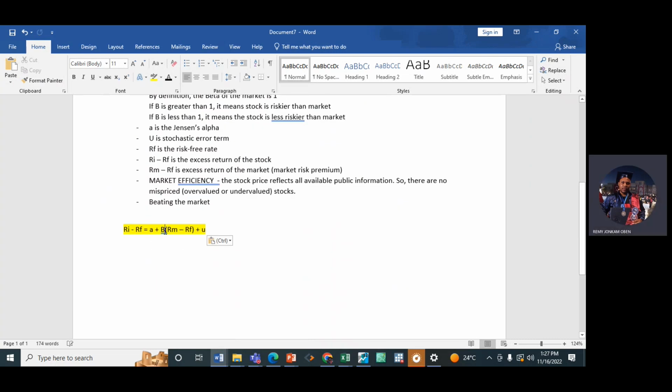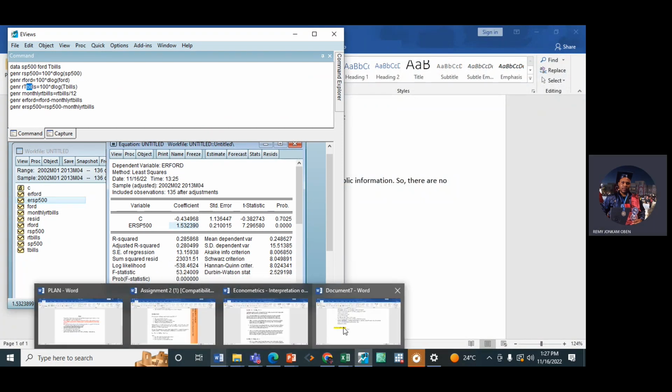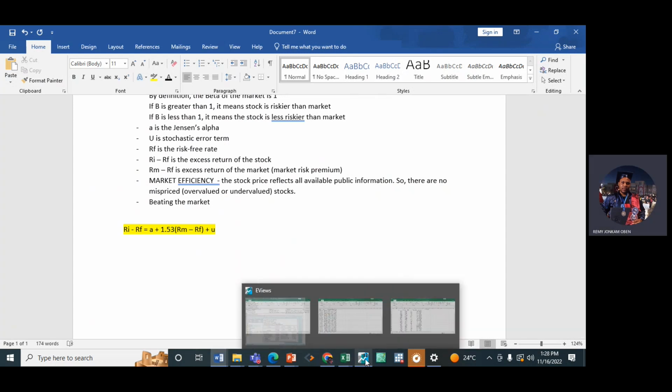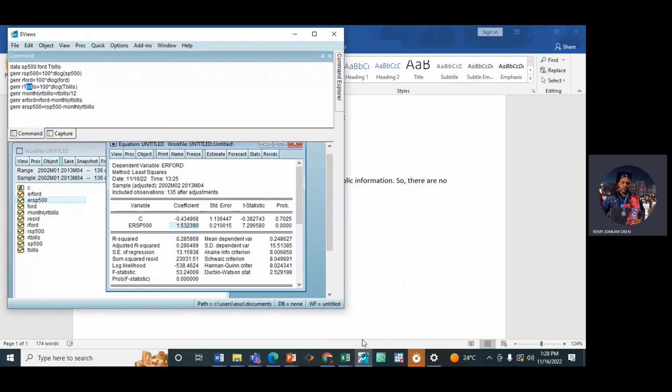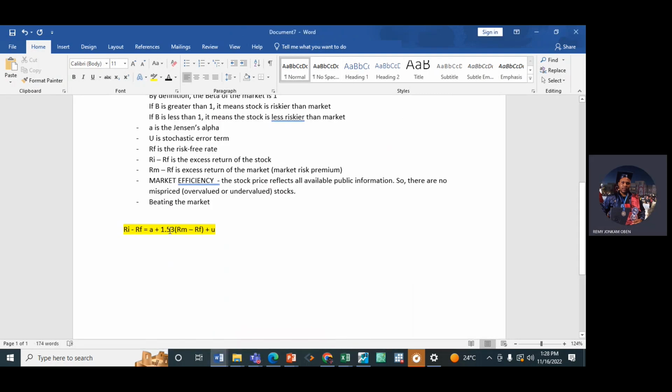So what's the value of beta? It's plus 1.532390. It is 1.53, let's say 1.53, whatever. So I'll put 1.53 here. What is alpha? Alpha is negative 0.43. So I'll put negative 0.43 here. I should remove this error term, right? Okay, this is our regression model.